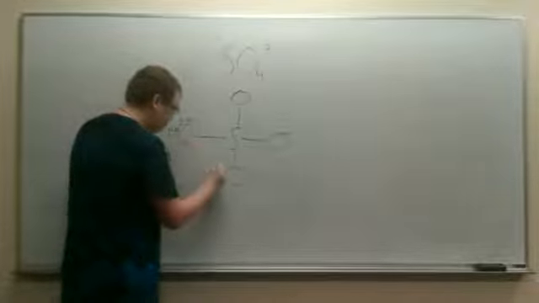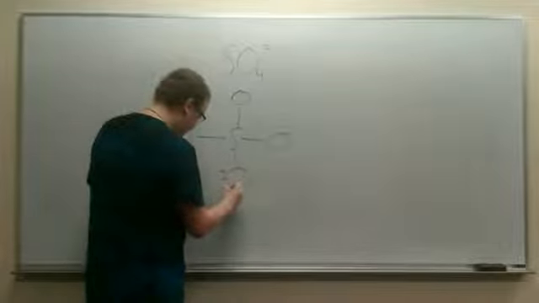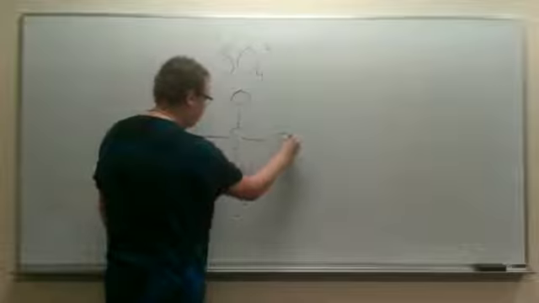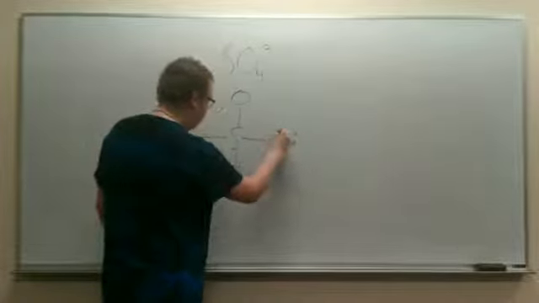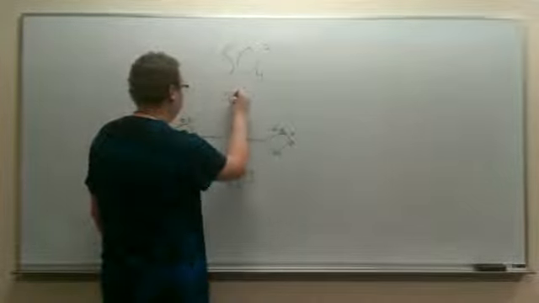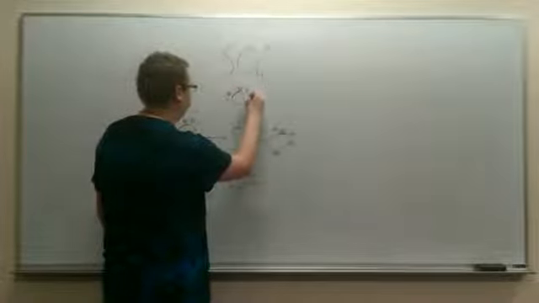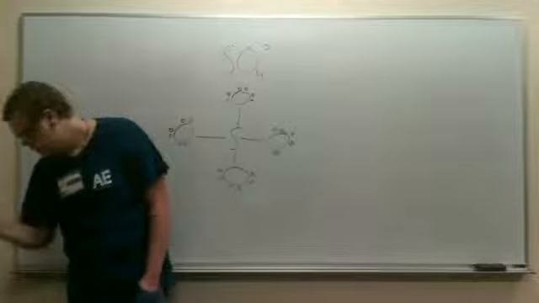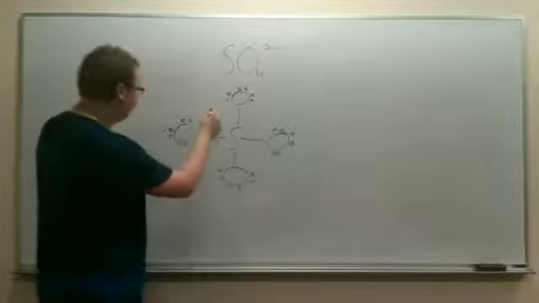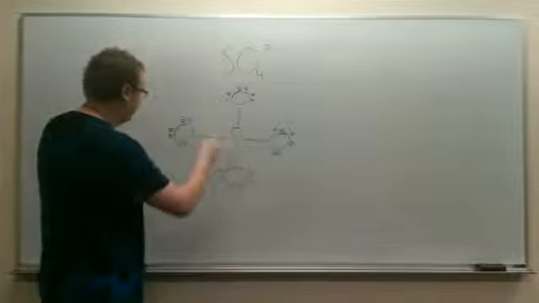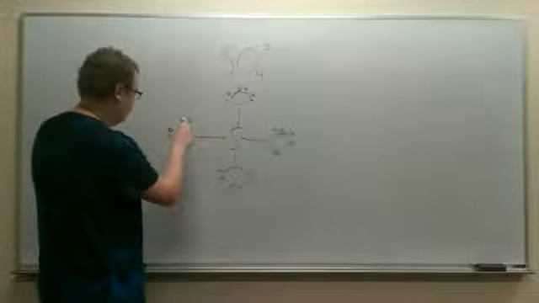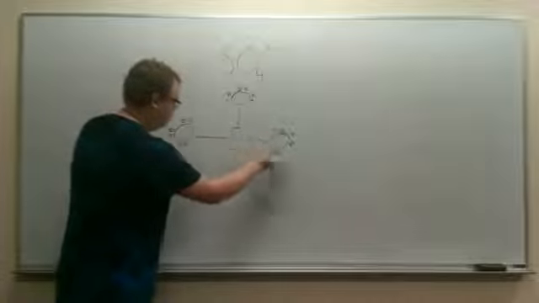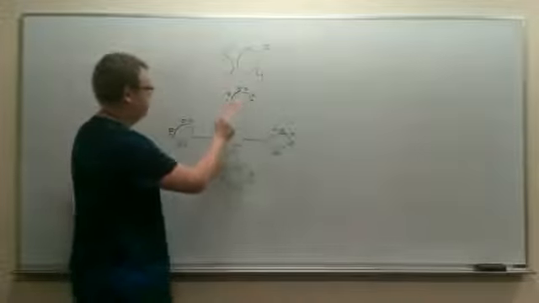If we were to count up the total number of valence electrons, each oxygen is 6 electrons, and sulfur is also 6 electrons. So this would give us 24. And if we count the number of pairs, we have 1, 2, 3, 4, 5, 6, 7, 8, 9, 10, 11, 12, 13, 14, 15, 16.